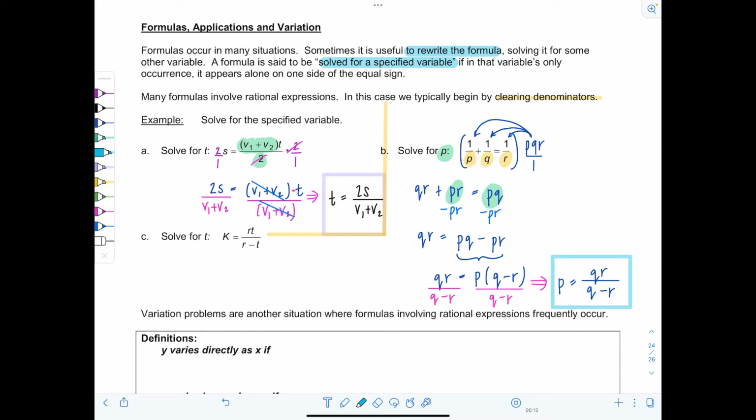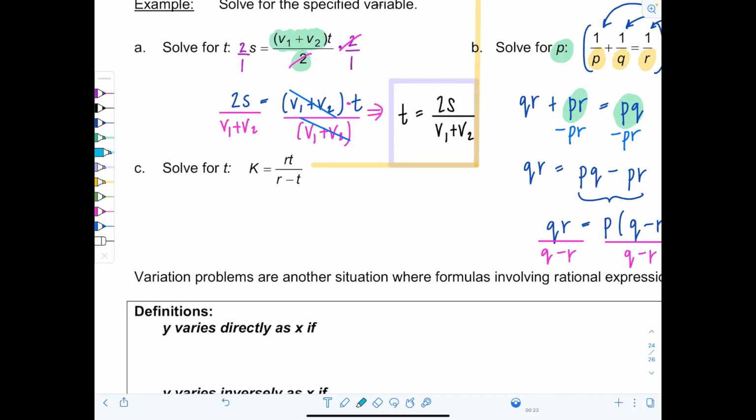Okay, now let's go ahead and look at example C. We're going to solve for t. Ooh, this is going to be a little tricky because notice there's t up here in the numerator and t down here in the denominator. So what we're going to do first, it's a rational equation, let's get rid of the denominator. I'm going to multiply both sides by r minus t.